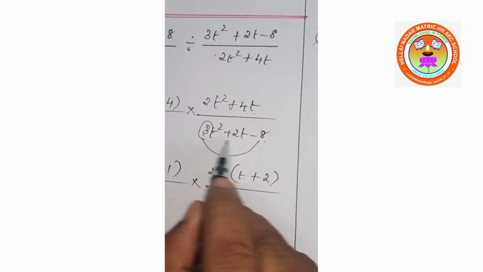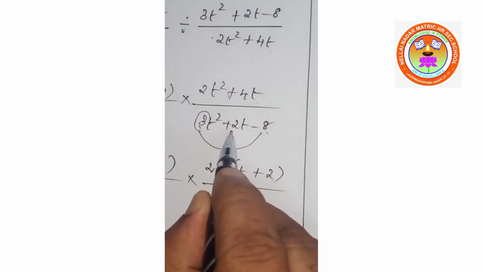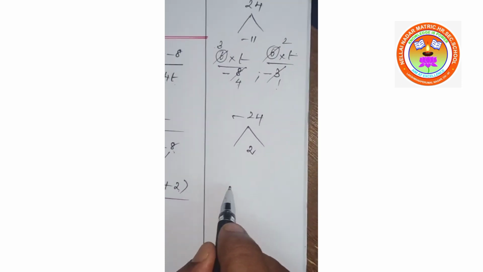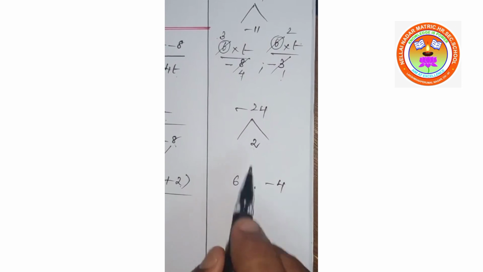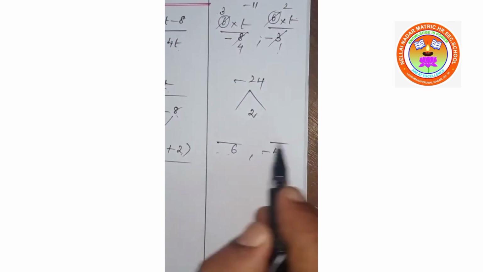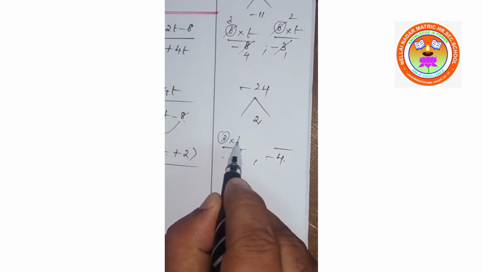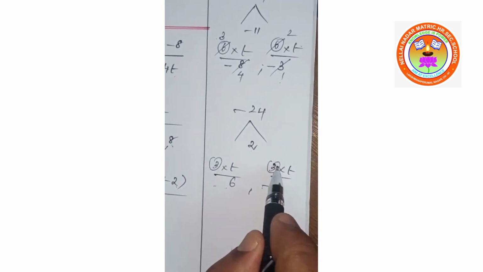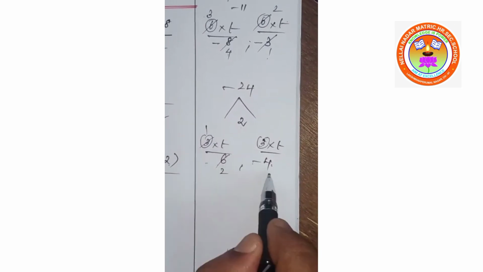3 into minus 8. 3 into minus 8 equals minus 24. And here the coefficient of t is 2. Product minus 24, sum 2, the two numbers are 6 and minus 4. 6 minus 4 equals 2, plus into minus is minus, 6 4s are 24. Here the coefficient of t squared is equal to 3, write 3 into t, t is a variable, 3 into t. Can divide by the 3 table, 1 time, 2 times. This one cannot be simplified.